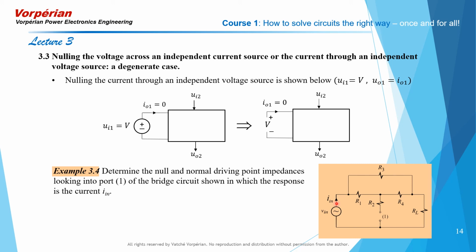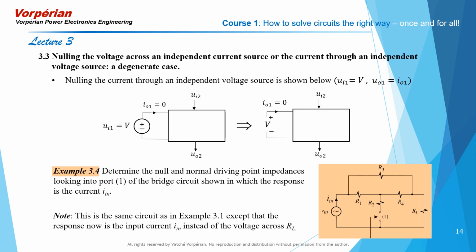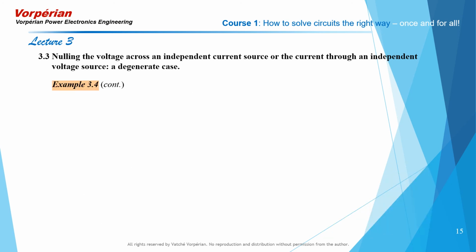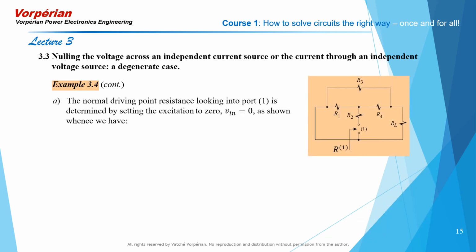And we want to null that one, looking into port 1. So the ordinary impedance looking into port 1 is the same as before. Nothing changes there because the excitation is V in. You look into port 1, you set that guy equal to 0, and you get that one as before. So that's just a review.